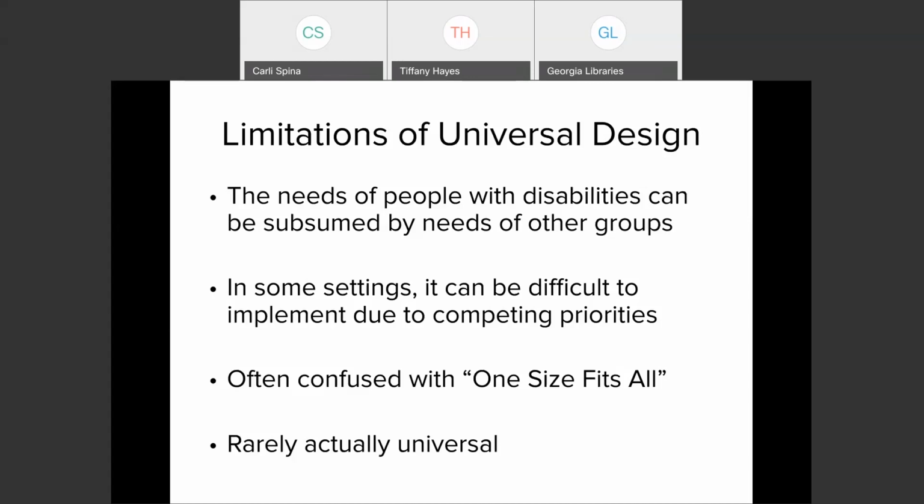And I mentioned that in the definition, it talks about to the greatest extent possible. And it really is about setting a goal and continually striving to be better about this. But it is important to admit that it's not necessarily going to be fully universal. And what that means is that even if you've adopted a universal design approach, you still need to be aware that you may receive accommodation requests, and you need to be prepared to respond to those requests and be able to support people who need further accommodations to be able to use the space, service, or item.